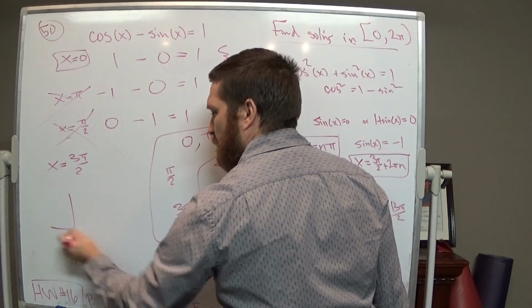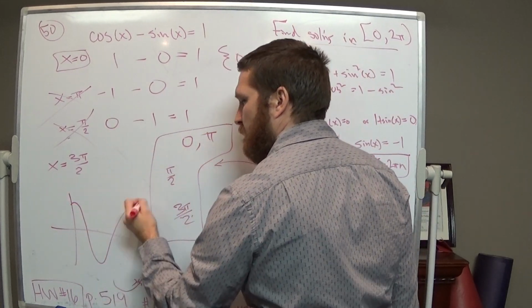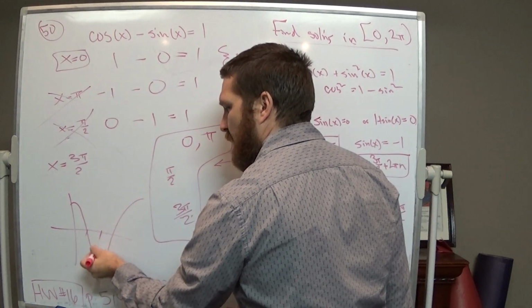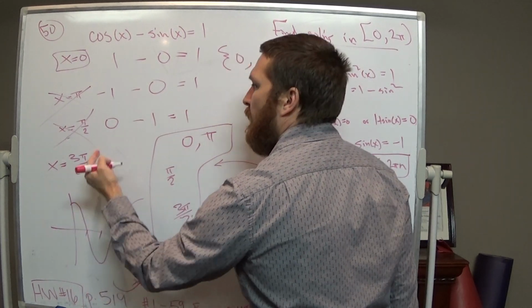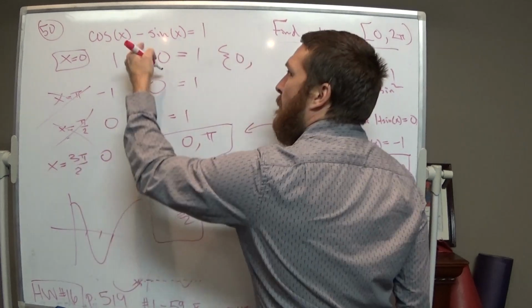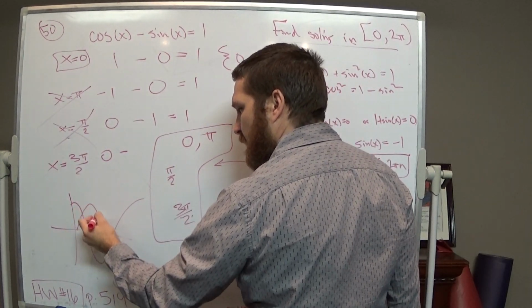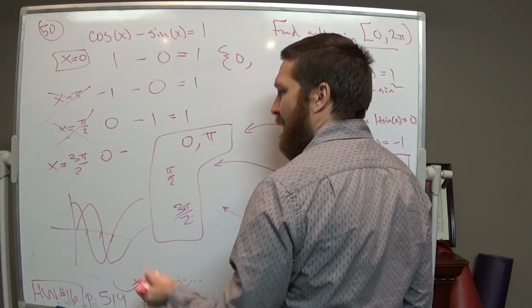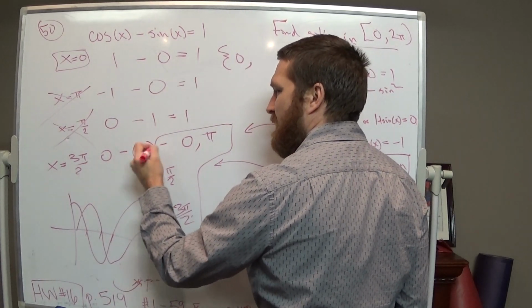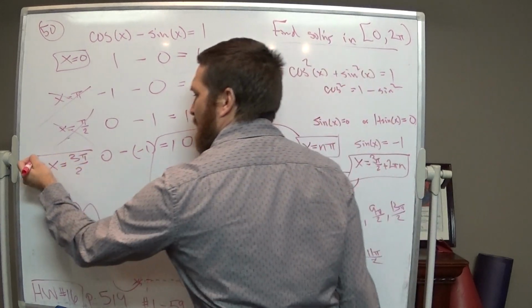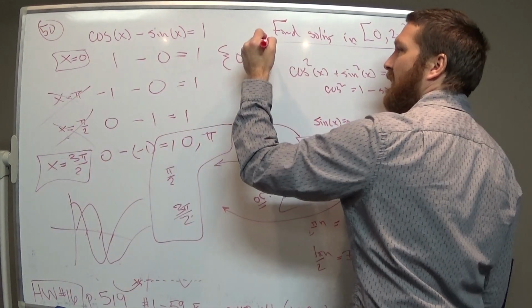Pi, 0, 0. Pi over 2, pi, 3 pi over 2, 0. Yes. Minus, what do I get with sine? Oh, negative 1. Minus a negative 1. Is that equal to 1? Yeah, that is a solution.